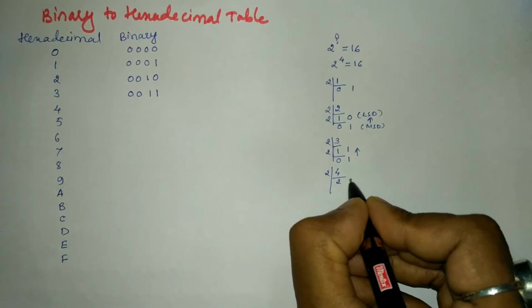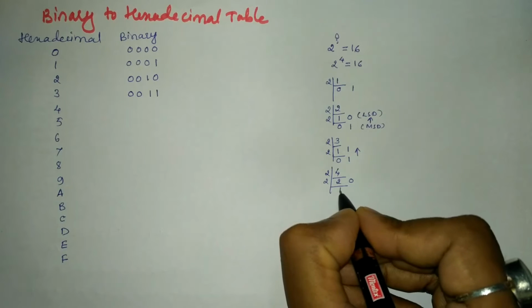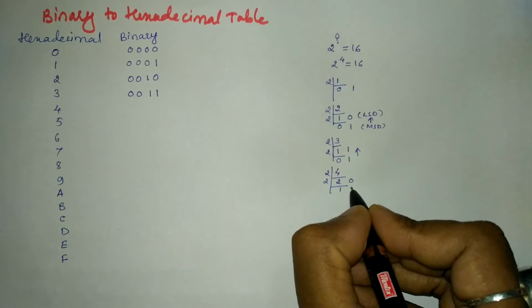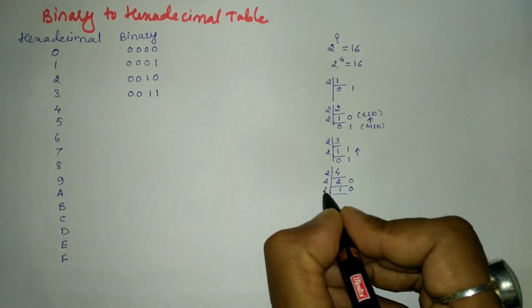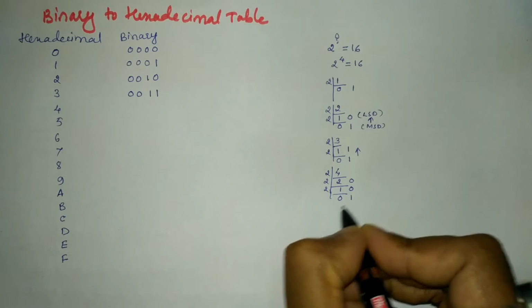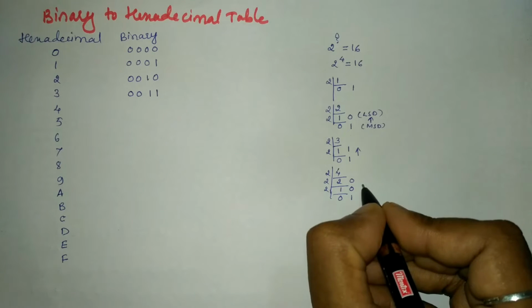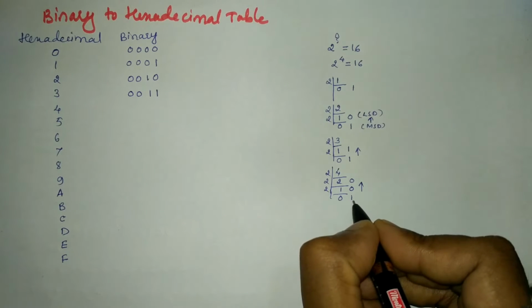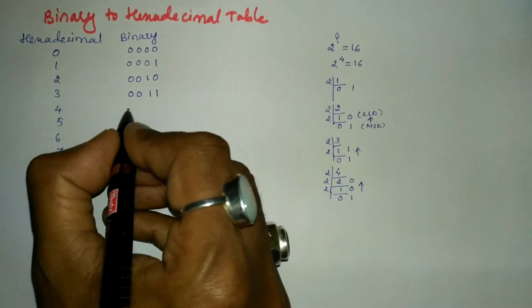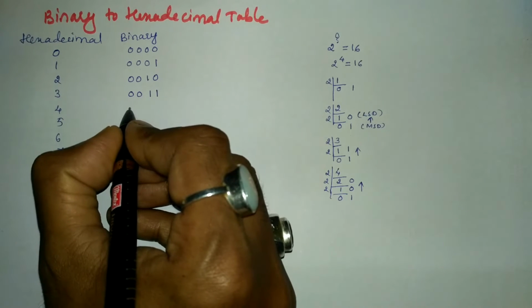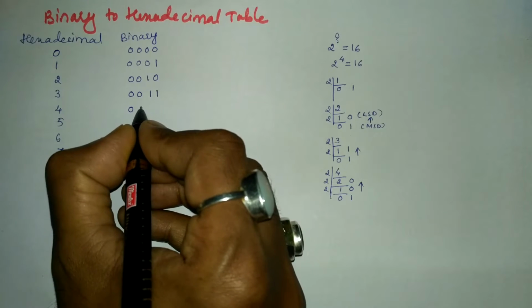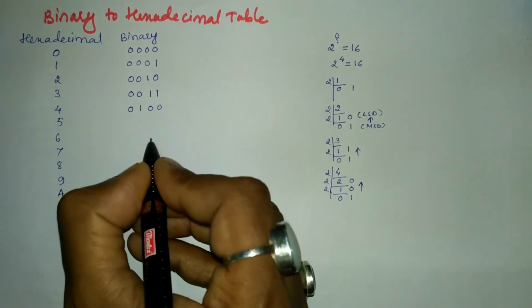Similarly 4 is to be divided by 2. So 2 2s are 4. Remainder is 0. 2 1s are 2. Remainder is 0. Next 2 zeros are 0, this 1 will become the remainder. Here I have to write from bottom to top 1, 0, 0. So there are 3 digits. Now I have to write 0, then 1, 0, 0.